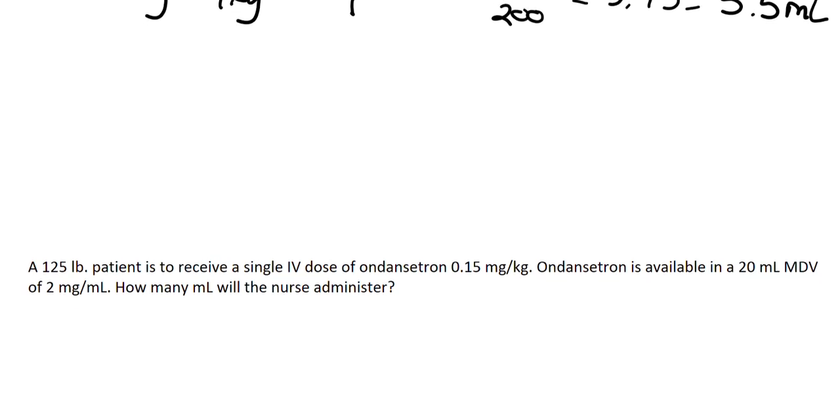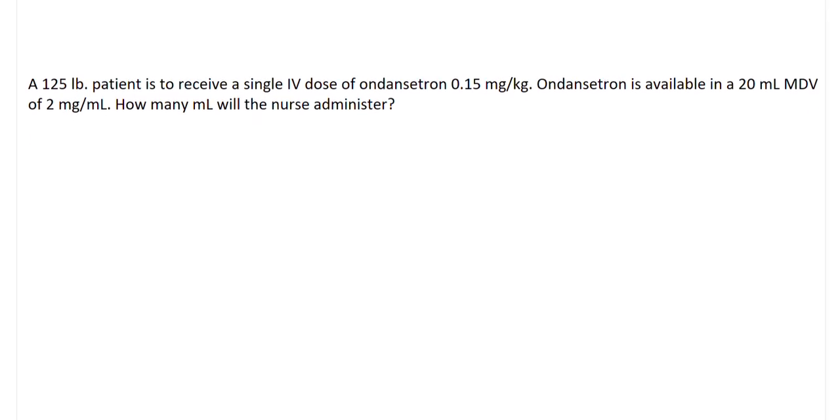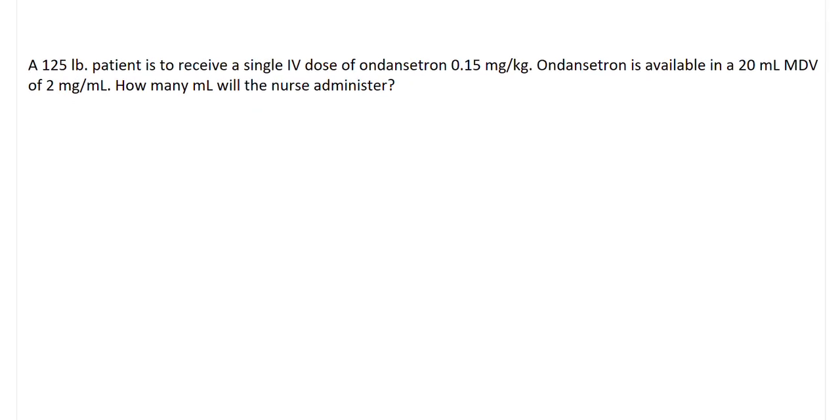So let's keep on working these problems. A 125-pound patient is to receive a single IV dose of ondansetron, 0.15 milligram per kilogram. Ondansetron is available in a 20 milliliter multi-dose vial of 2 milligram per milliliter. How many milliliters will the nurse administer?